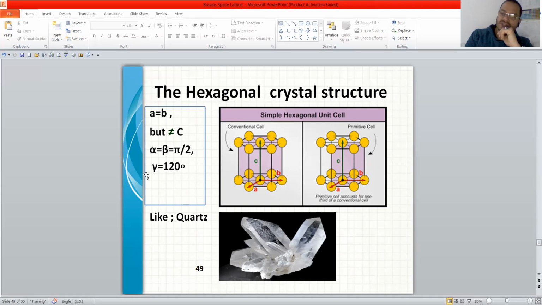Here, let's focus on these three angles. Alpha equals beta equals 90 degrees, but gamma in the hexagonal structure equals 120 degrees. It's the biggest angle so far in the hexagonal crystal structure. Alpha and beta equal 90 degrees, but gamma equals 120 degrees, like this shape. And quartz is a good example to illustrate the simple hexagonal crystal structure.